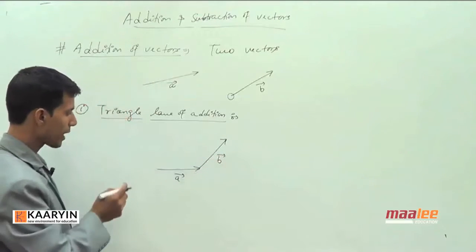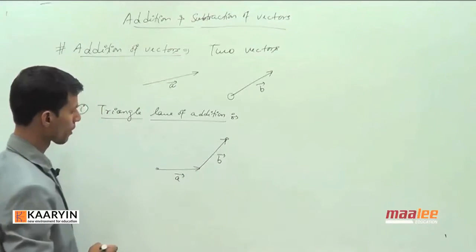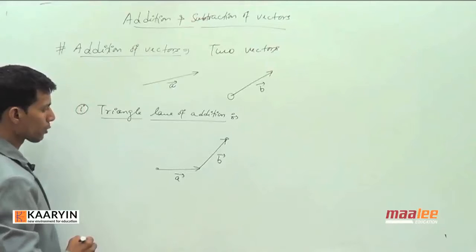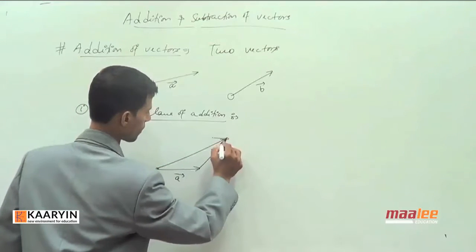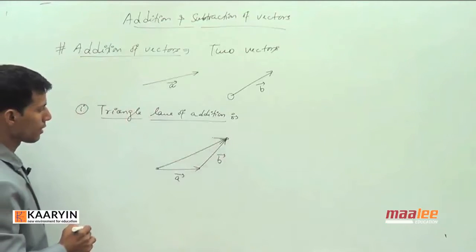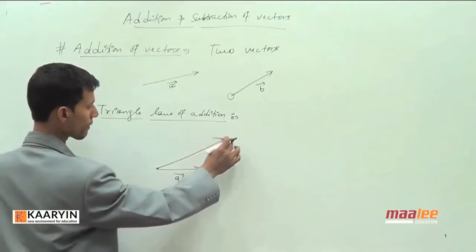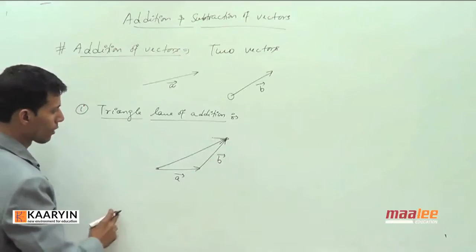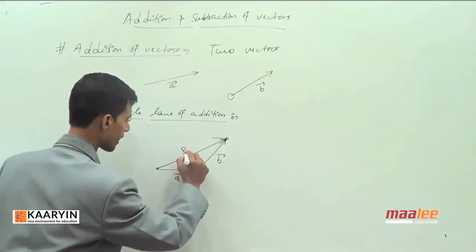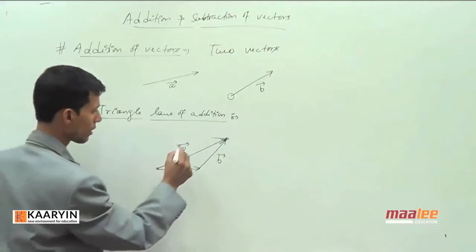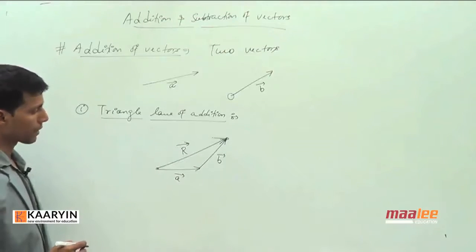Then what is remaining here? The tail of A and the head of B. Join both of them by a line, so that the direction of the line is meeting the head of the vector B. So this new vector is called the resultant, or summation of two vectors A and B.